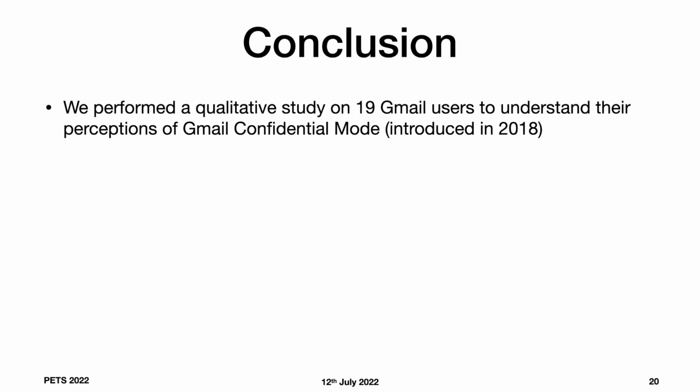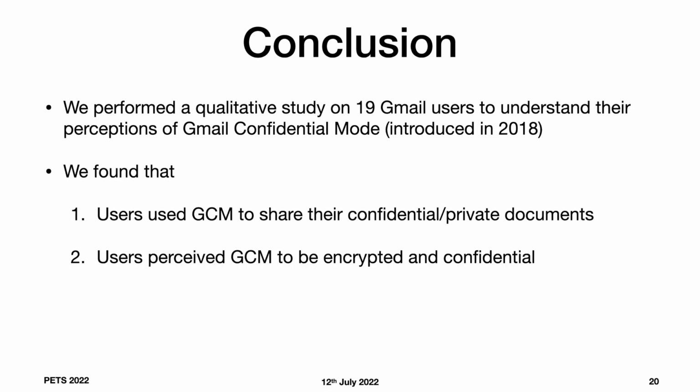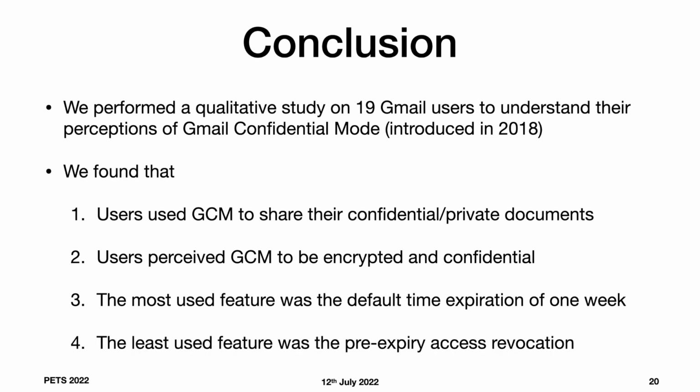To conclude, in this paper, we performed a qualitative study on 19 Gmail users to understand their perceptions of Gmail confidential mode, which was introduced in 2018. We found that users used this mode to share their confidential private documents. Users perceived this mode to be encrypted and confidential. The most used feature of this mode was the default expiration time of 1 week, and the least used feature was the pre-expiry access revocation.